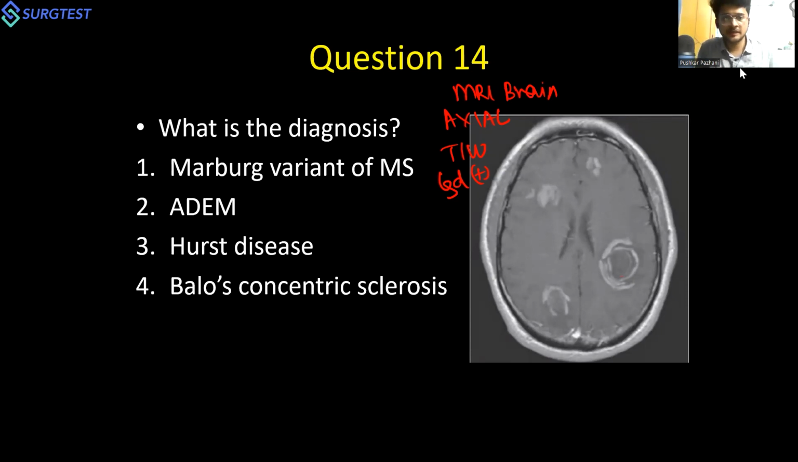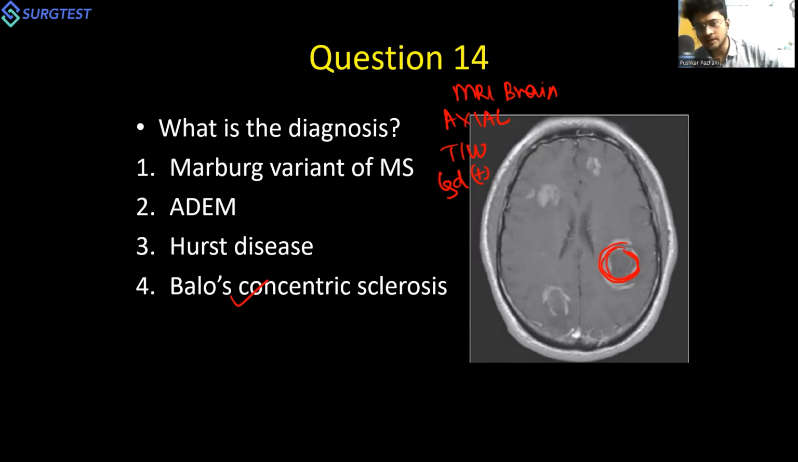Okay, so the answer is Balo's concentric sclerosis. So you can see, as the name suggests, we have alternating areas of hyperintensity, and then you have a hypointensity. So it has a concentric appearance or a concentric pattern of demyelination. This is because of alternating spheres of demyelination and remyelination.